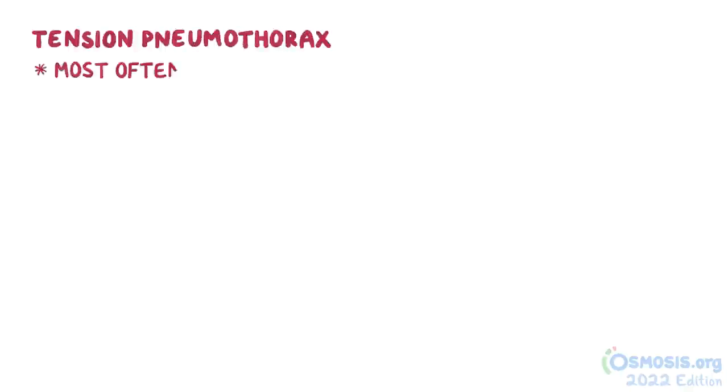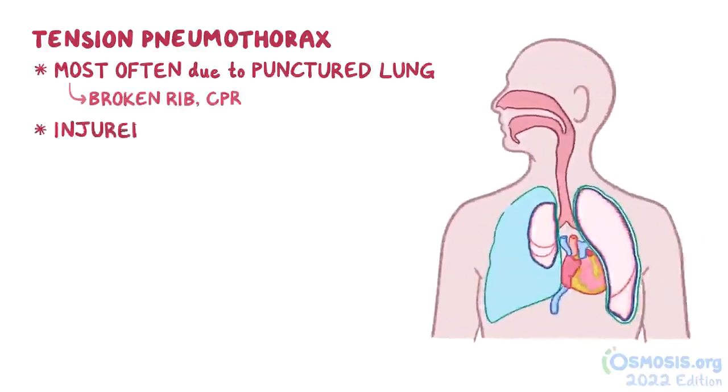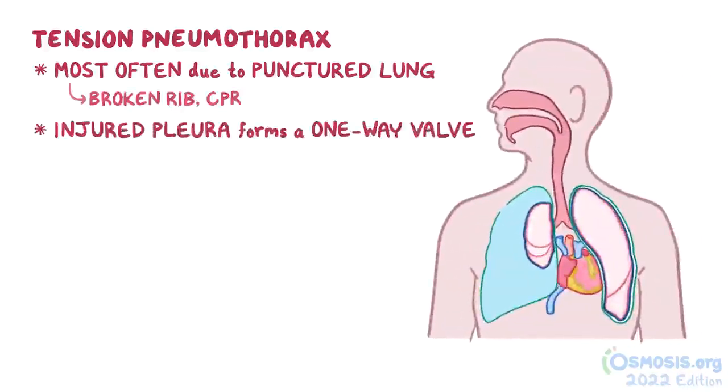Now, any pneumothorax, regardless of how it forms, can potentially become a tension pneumothorax, but it most often happens in a traumatic pneumothorax, which most often occurs due to a punctured lung. Causes can include a broken rib puncturing through the pleural space, or even after CPR. Tension pneumothorax is when the injured pleura forms a one-way valve allowing air to go in but not go out. This means that with every breath, the pneumothorax gets bigger and bigger.